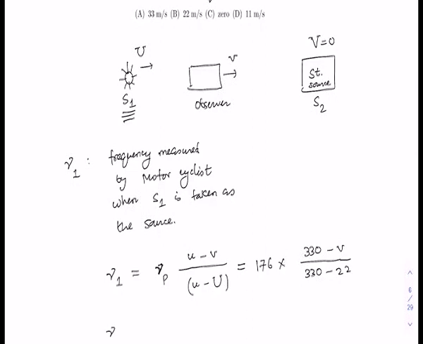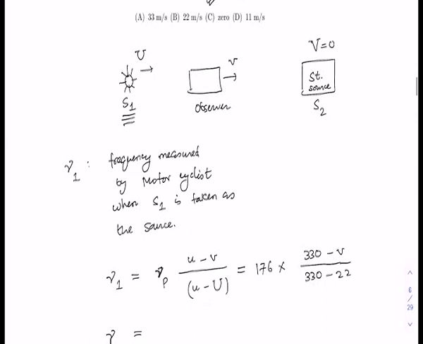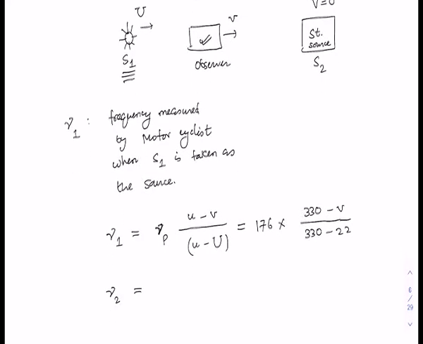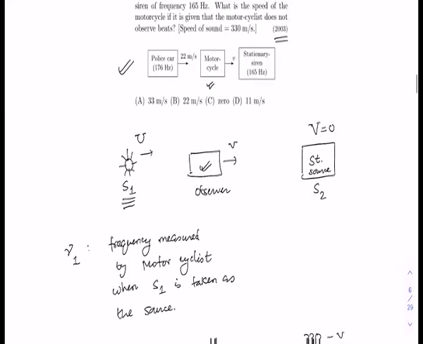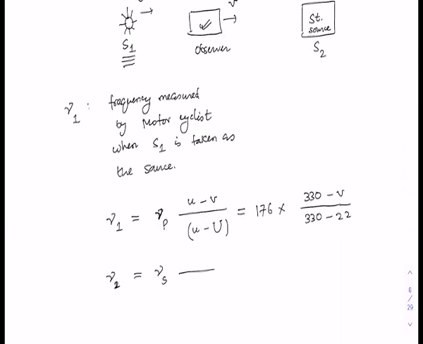And another one is nu2, because you see in the problem what is asked is what is the beat. So therefore we have to calculate the frequency observed by this observer, this motorcyclist, from the source S1 as well as from the source S2. So frequency from the source S2, that is nu2, that would be, now this stationary source is say nu s, that is given to be 165 hertz, right? Okay, I will write it later. First of all, let us write down the formula.